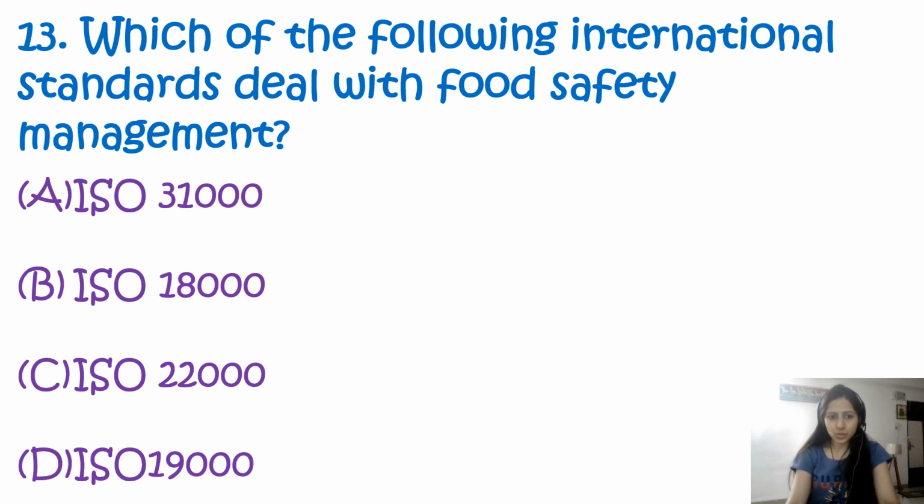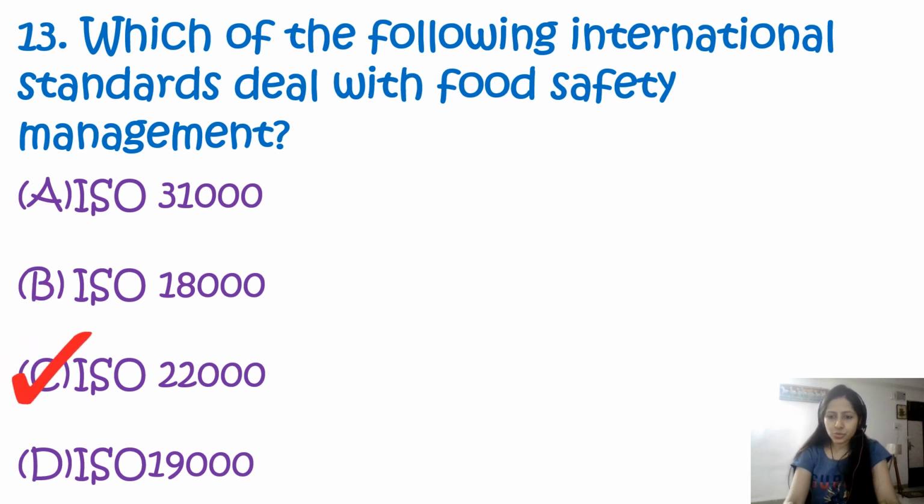So options are ISO 31000, ISO 18000, ISO 22000 or ISO 19000. So the international standard which deals with food safety management is ISO 22000. That is option number C, which will be my correct option.